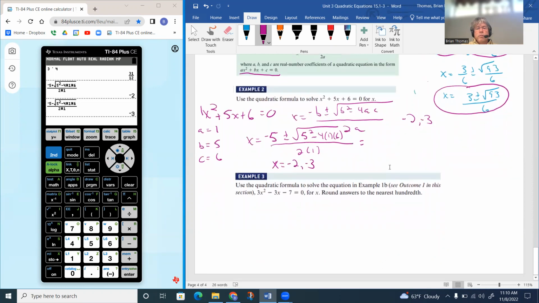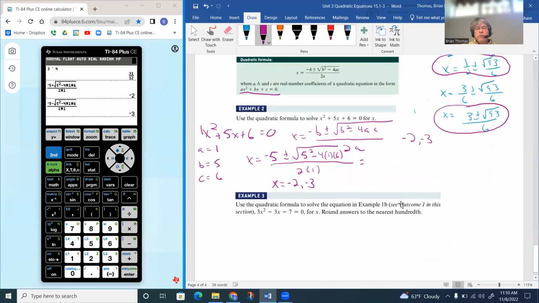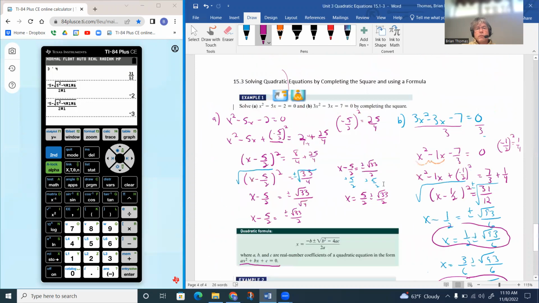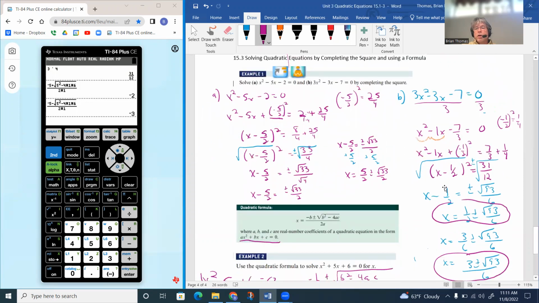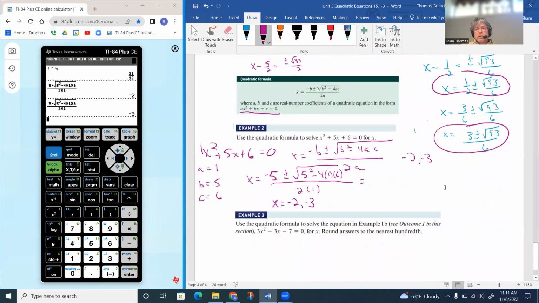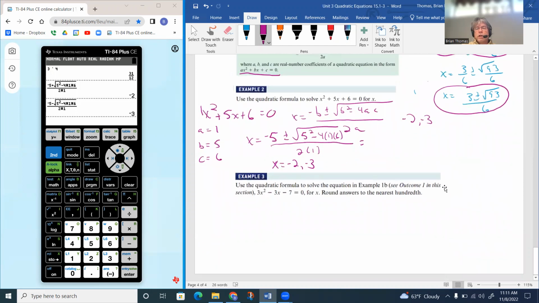So if we look at this next example, use the quadratic formula to solve the equation in example 1b. So we have this 3x squared minus 3x minus 7 is equal to 0, round the answer to the nearest hundredth. So that's the one we did up here, I believe, part B. Notice how we got into a big old mess with that one. So let's see what happens with the calculator. So notice how it's already in standard form. So A equals 3, B equals -3, and C is equal to -7.